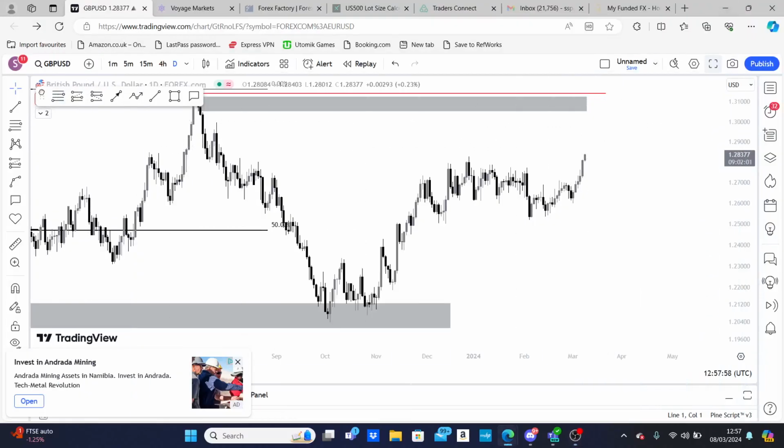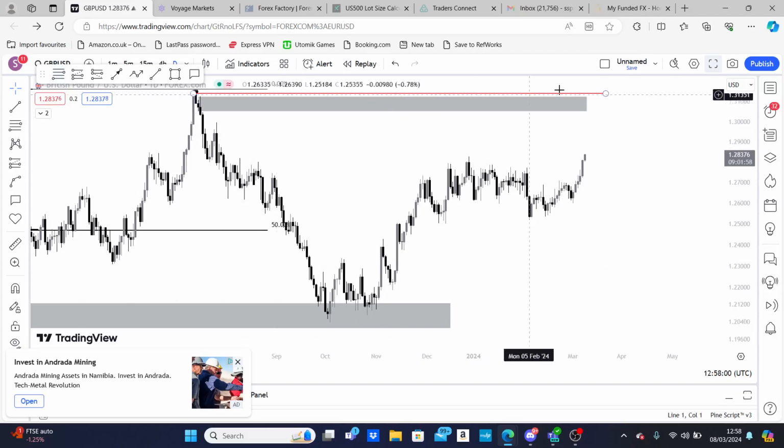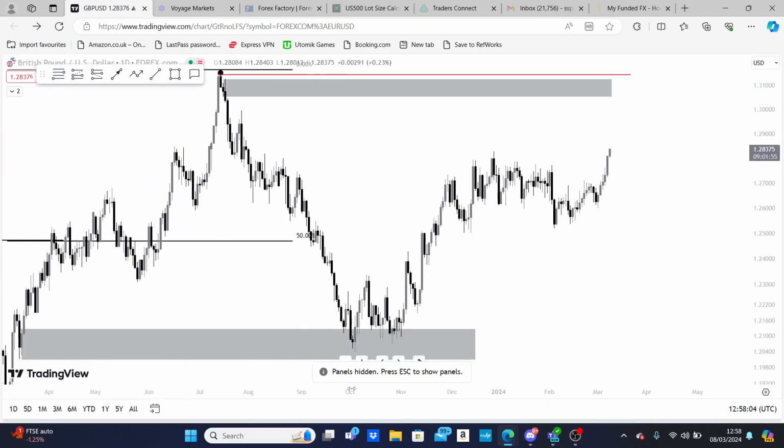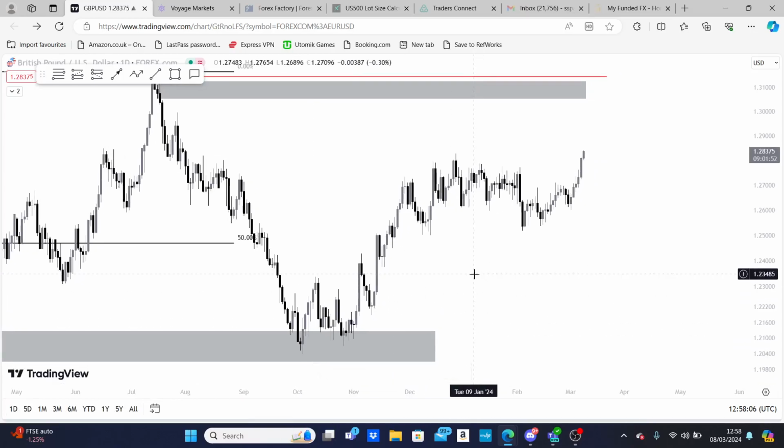Here we have the GBP USD chart in front of us. And on this chart today, we're going to be dissecting a case study that was a trade taken earlier on in the week. And we're going to be looking at how you can get involved in this market, right? So a GBP USD case study, right?